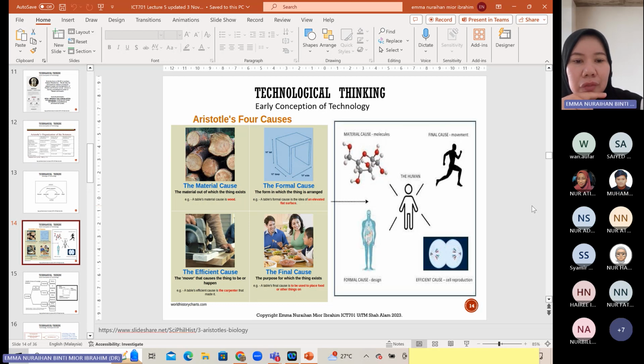So the efficient cause, the mover that causes the thing to be or happen. So the efficient cause, who is the one that will make that thing happen? Of course, a carpenter. So if you want to build a smart city, don't call technology people. Call various people. Call environmentalists, call architects. There are also architects who are geared towards sustainability. Call the experts. Don't just talk about technology. They don't care about the environment. They only care about money. Yeah, stubborn with the technology that exists.